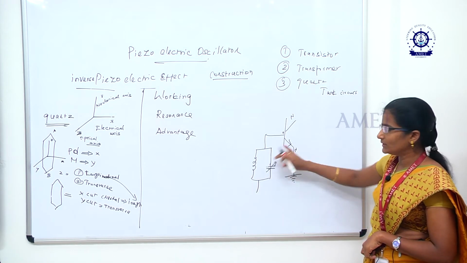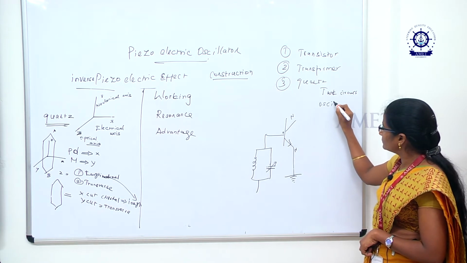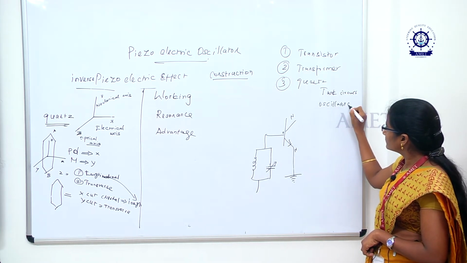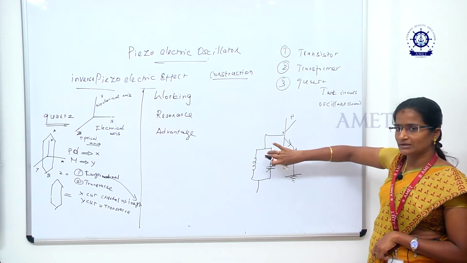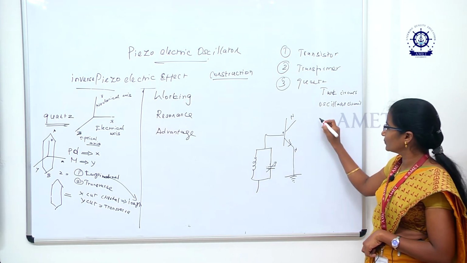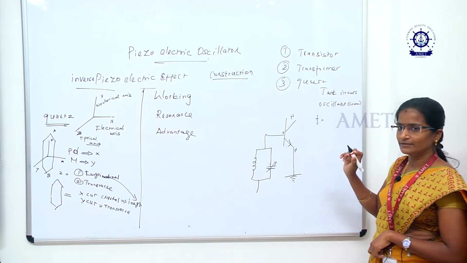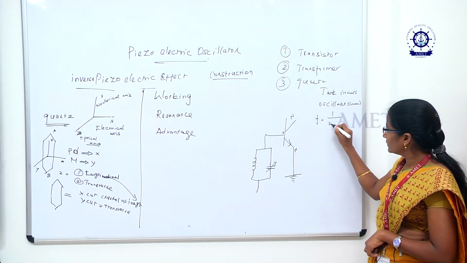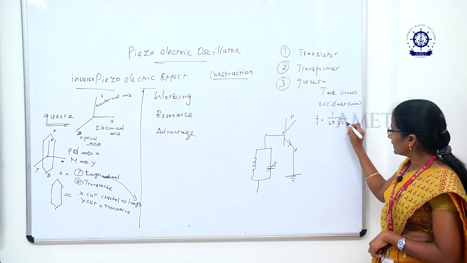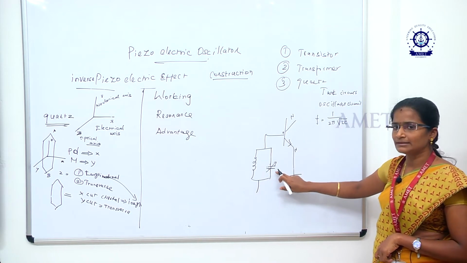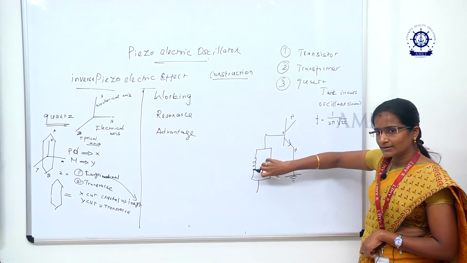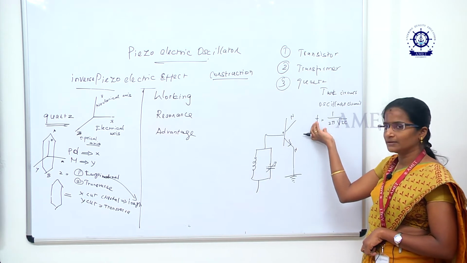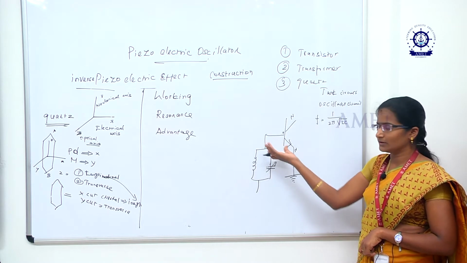This is called the oscillator circuit. It produces the frequency of this oscillator. So what is the frequency? F is equal to 1 by 2 pi square root of LC, where L is the inductance and C is the capacitance. Based on this tank circuit, we have to obtain the frequency of this oscillator circuit.